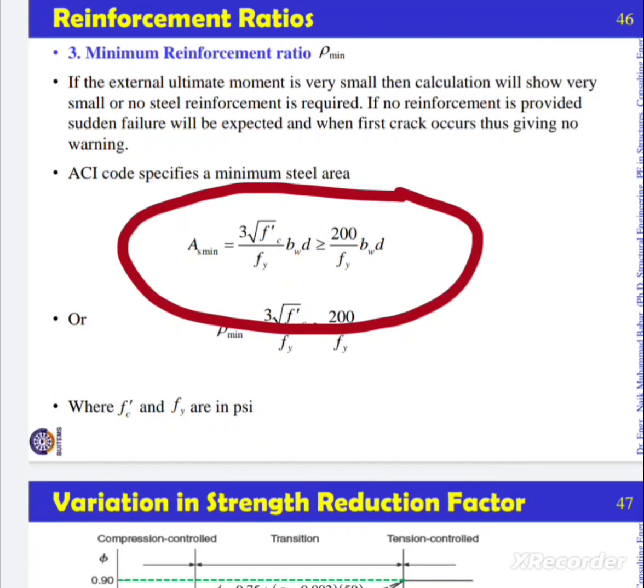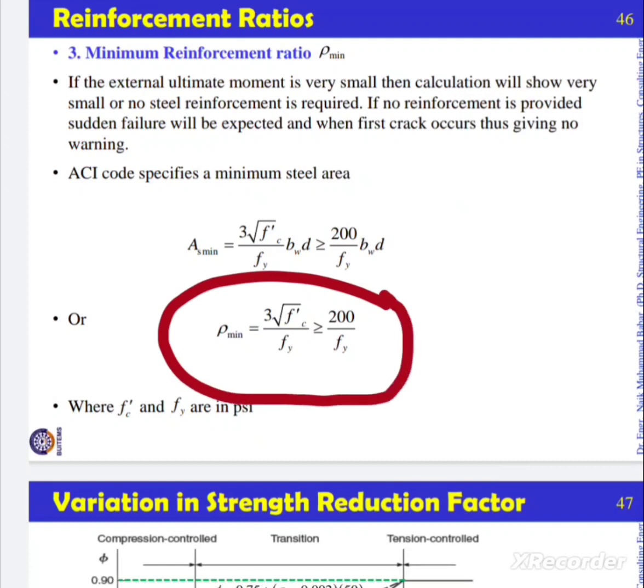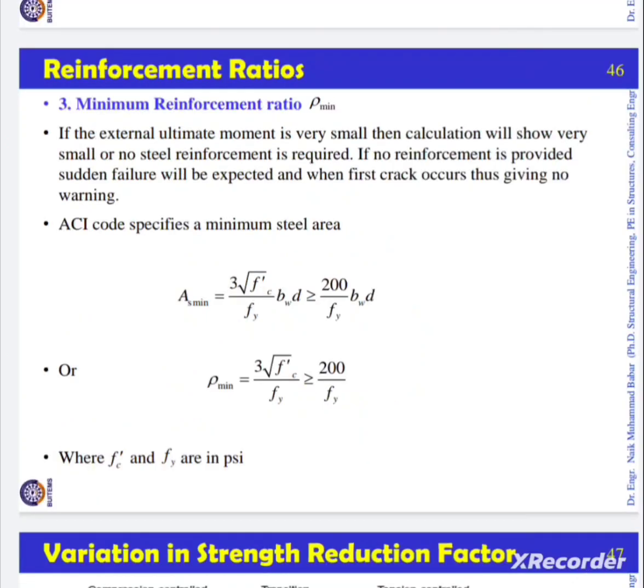This is in terms of area: b d is greater than or equal to 200 divided by fy times b d. Here b is the web and d is the effective depth. This is in terms of area, but in terms of reinforcement ratio, the equation will be in this manner: 3 times the square root of f'c divided by fy is greater than or equal to 200 divided by fy. In this we will put the value. If anyone gives the maximum value, we can take this maximum value as the minimum reinforcement ratio or minimum area. Remember, this is a very important point of minimum area.